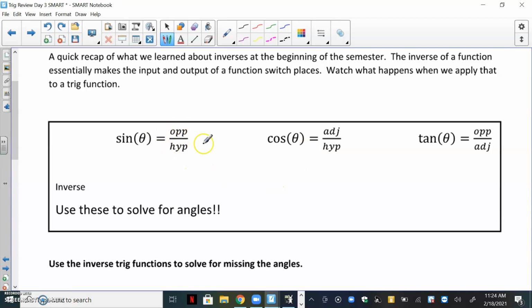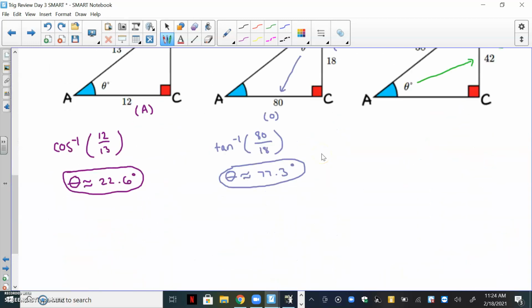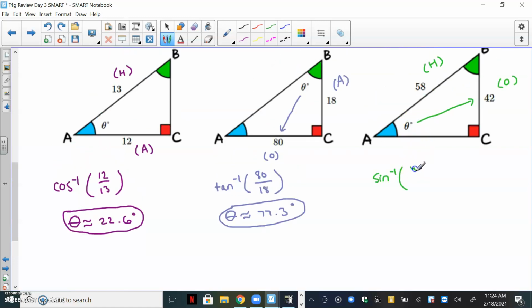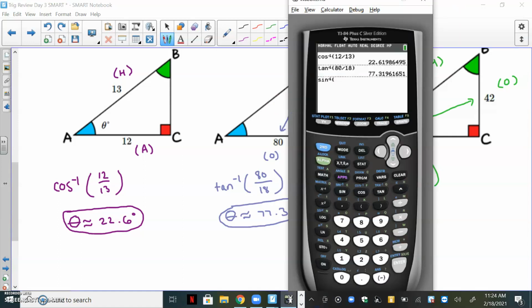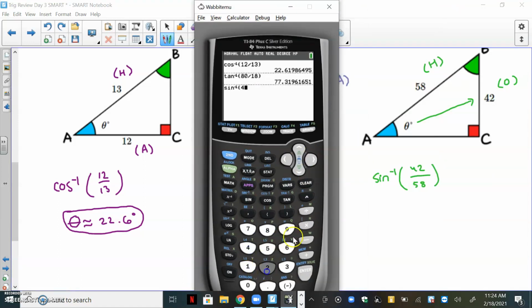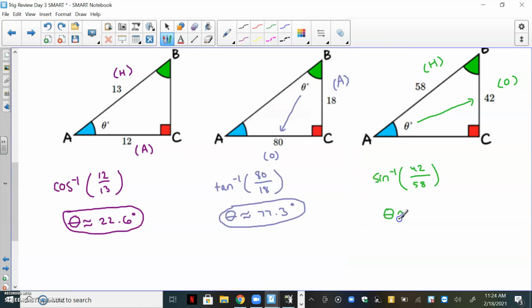Well, it is sine. Okay, so we will say sine inverse then of opposite over hypotenuse, which in my case is 42 over 58. And you type that in. All right, and we get 46.4. So my angle is about 46.4 degrees.